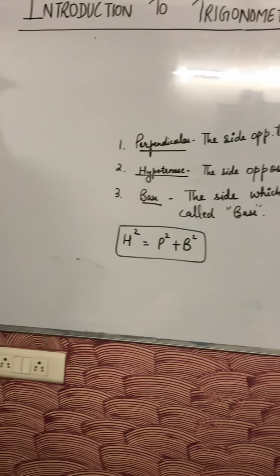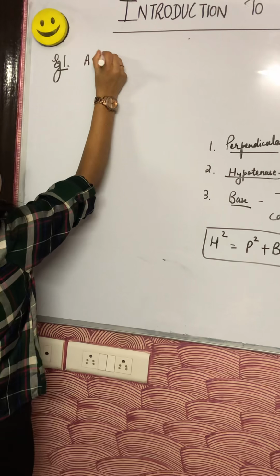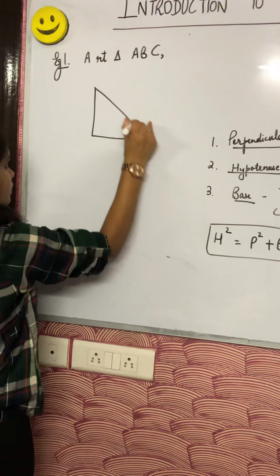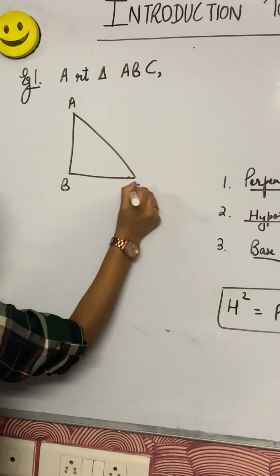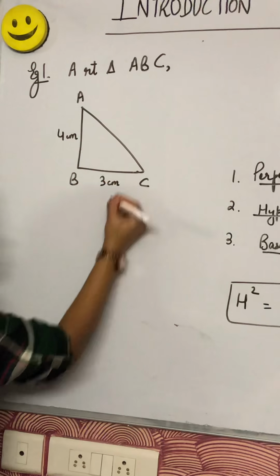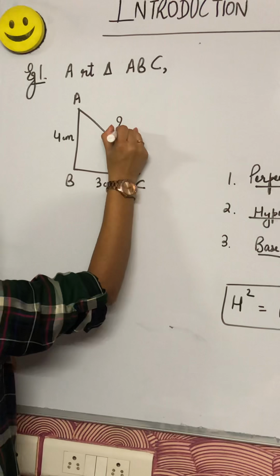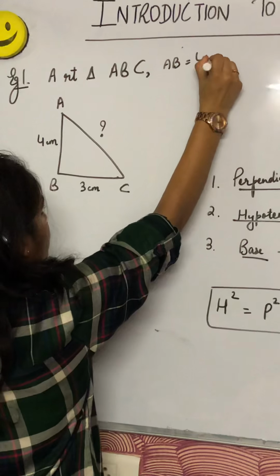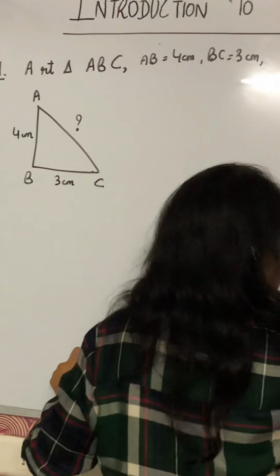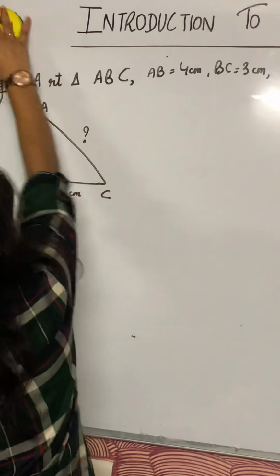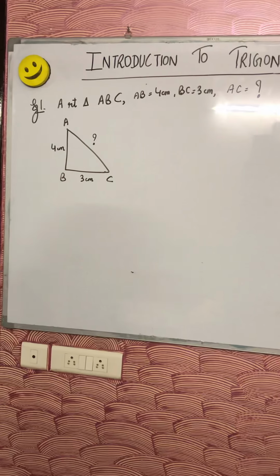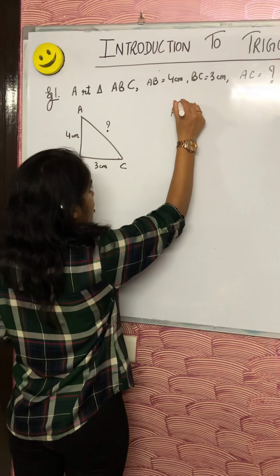Suppose I have a right angle triangle in which AB is given as 4 centimeter and BC is given as 3 centimeter, and I have to find AC. AB is 4, BC is 3, and I have to find the third side AC. Is there any relation between these three sides? Yes, we have. What is the relation? Pythagoras theorem again.